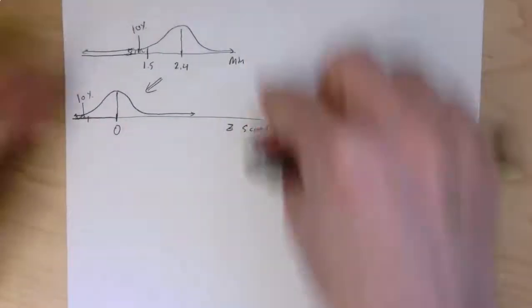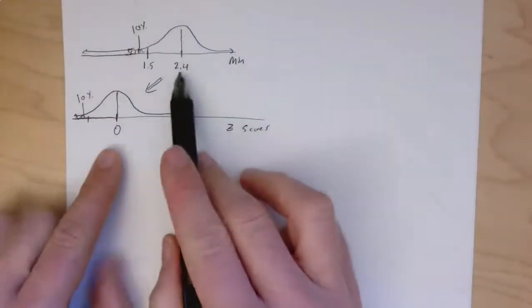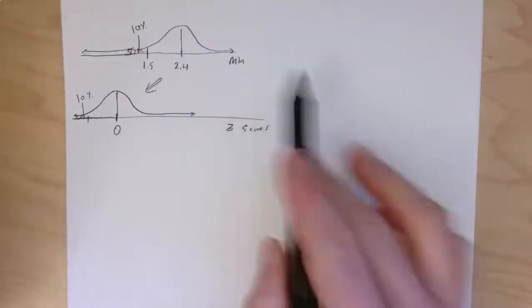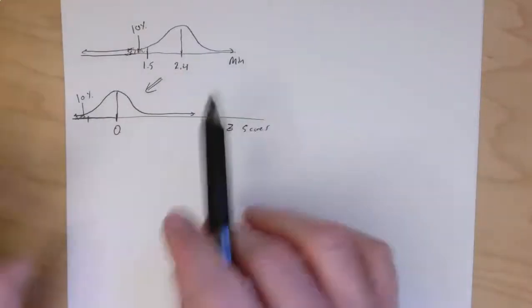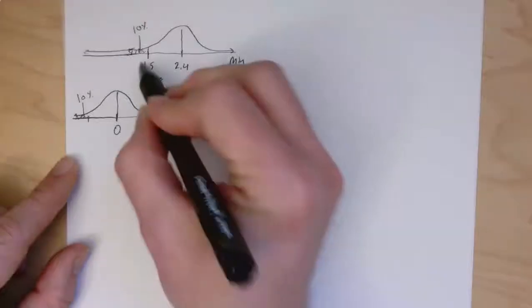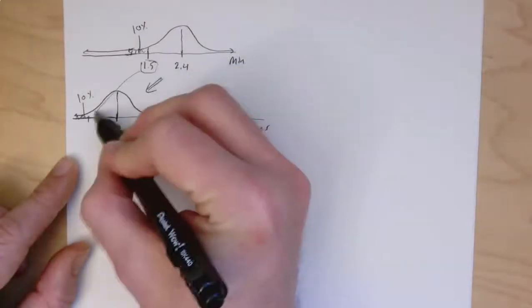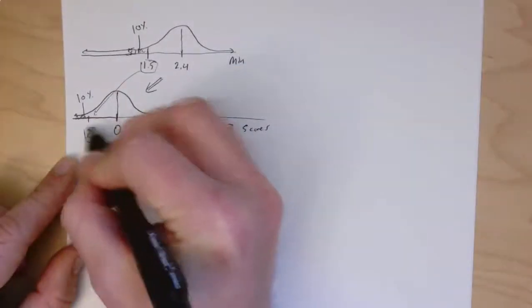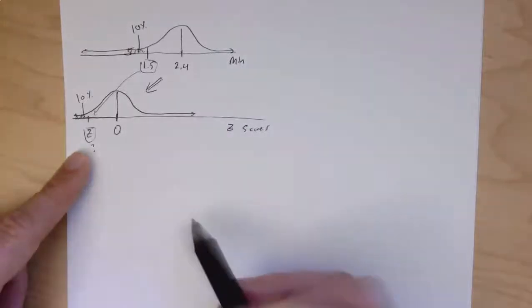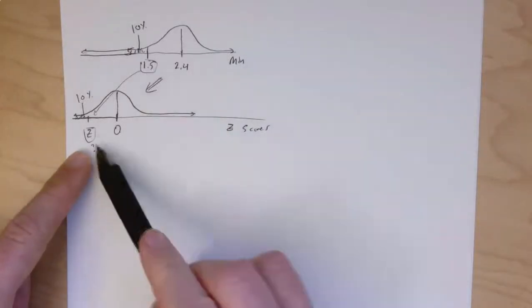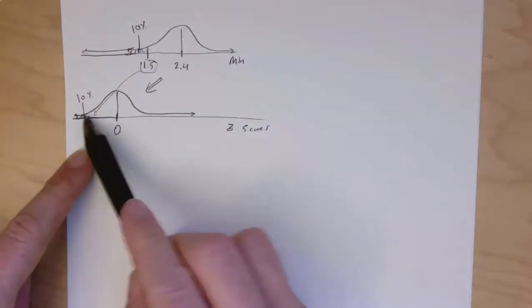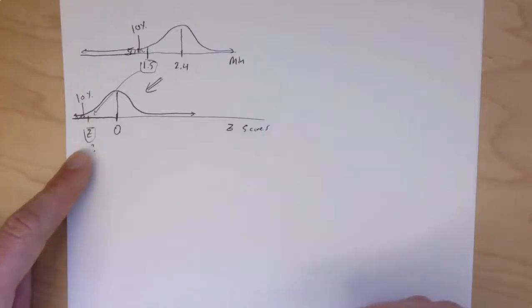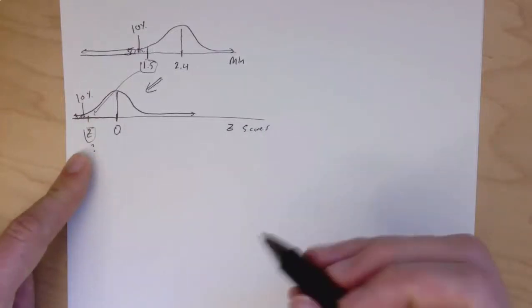But we're imagining that whatever it is, if we were going to convert all of these to z-scores, the mean value would shift to 0, the spread would change, and this 1.5 minutes is going to turn into a z-score down here somewhere. We don't know what this z-score is, but we know that there's going to be some z-score so that 10% of the data is smaller than that z-score. So here's the magic part.